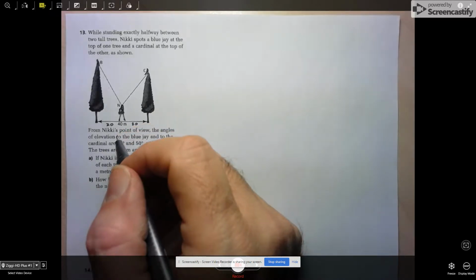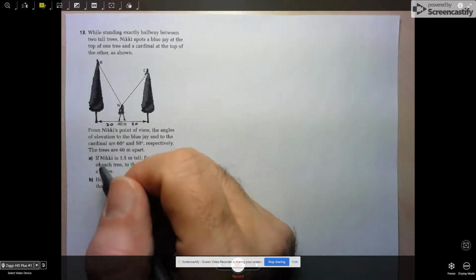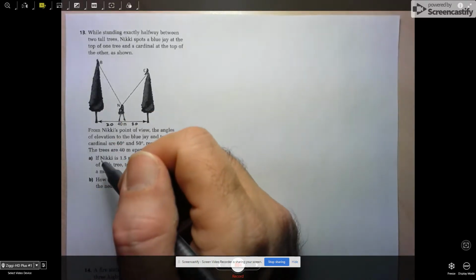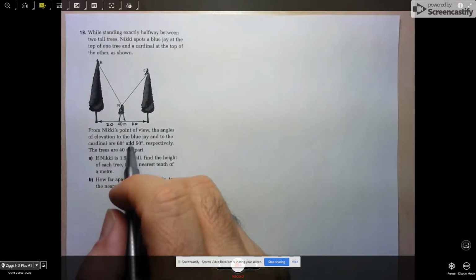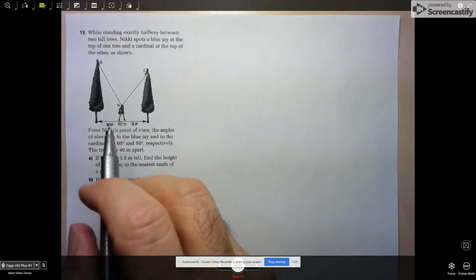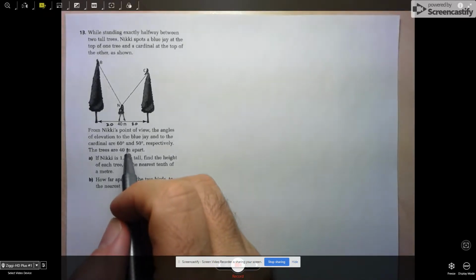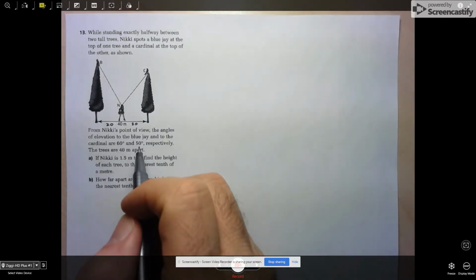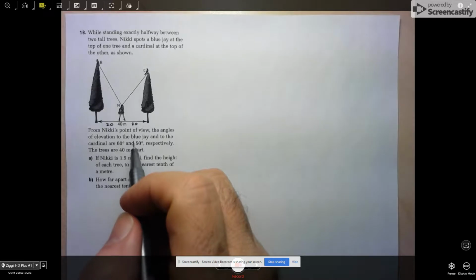All right, and so here looking at a blue jay on one spot and looking at a cardinal on this shorter tree, and then there's more information given. So from Nikki's point of view, the angles of elevation, okay, so remember angle of elevation is always from the horizontal to the cardinal and the blue jay are 60 and 50 respectively, all right? Or sorry, to the blue jay and the cardinal.